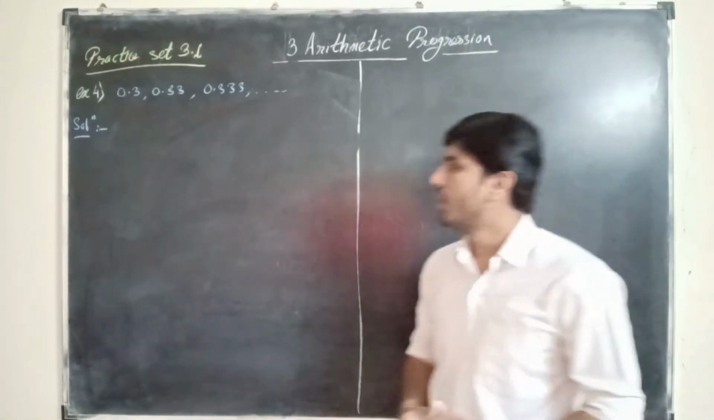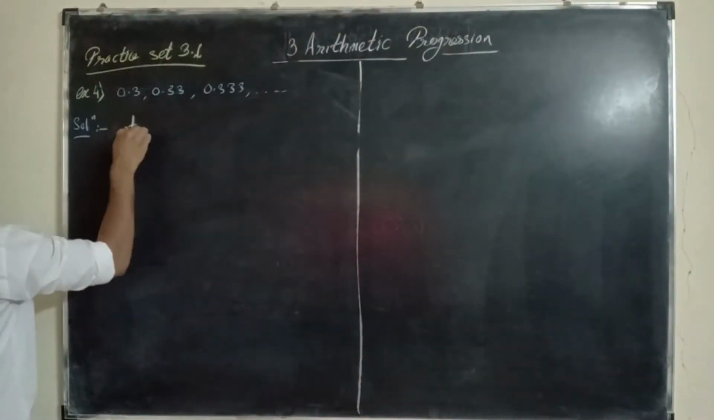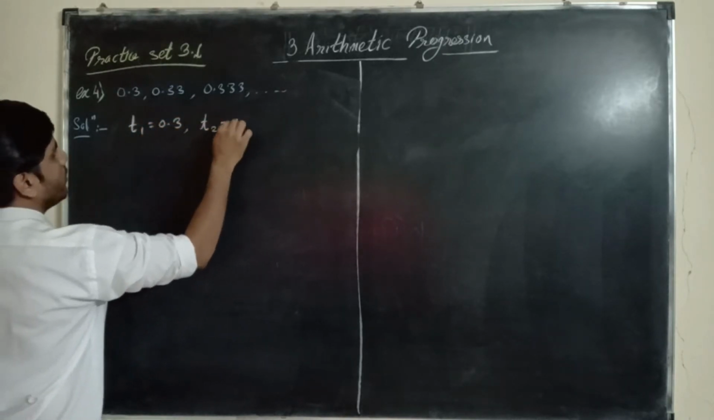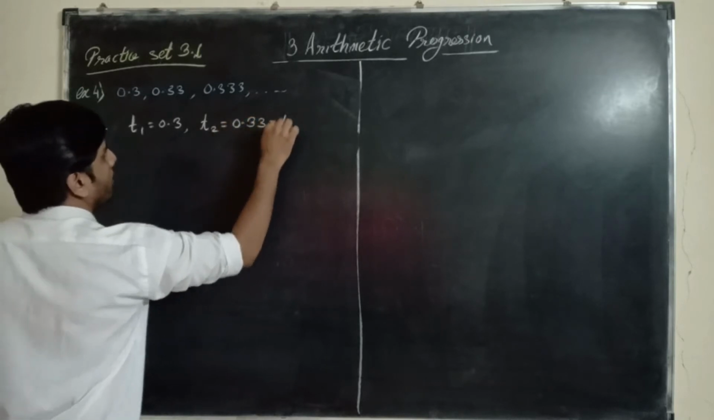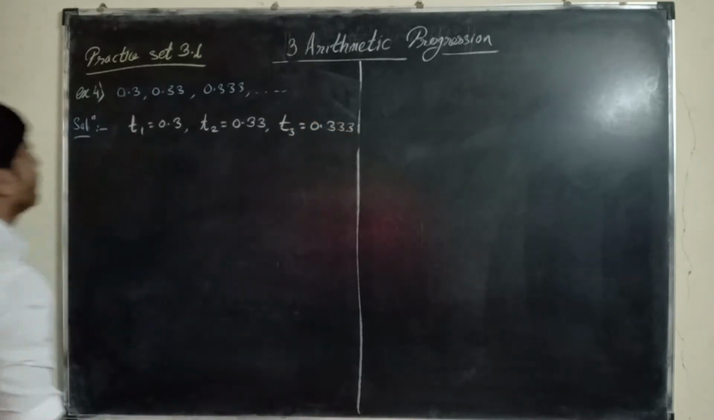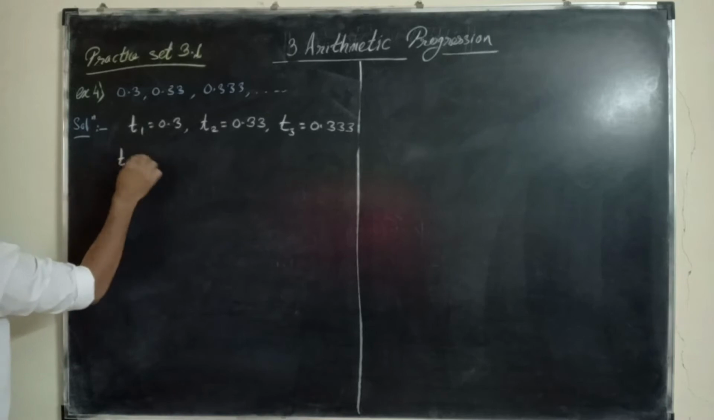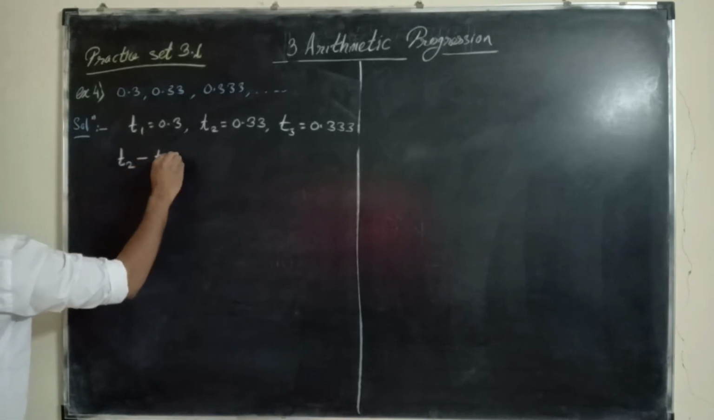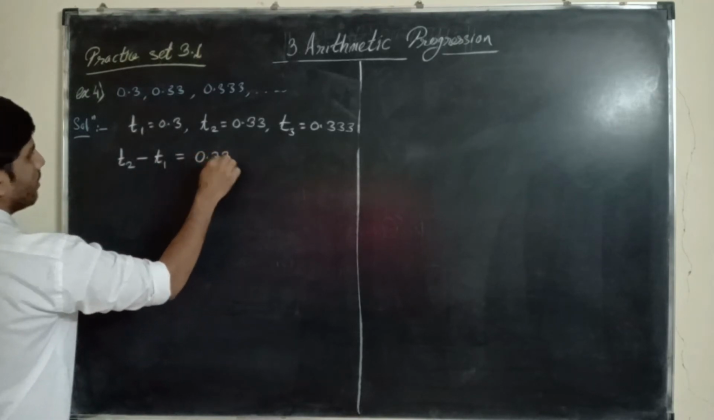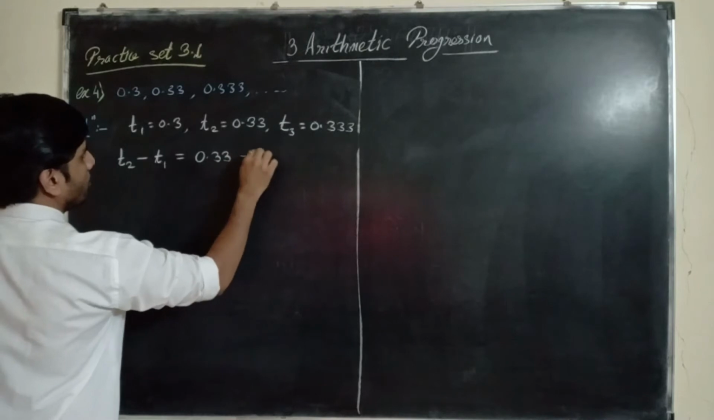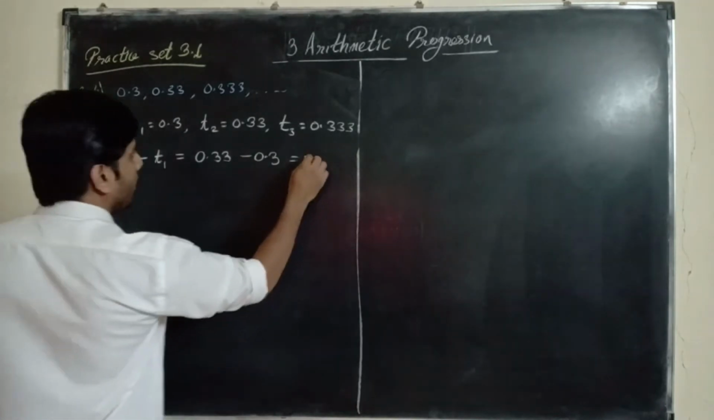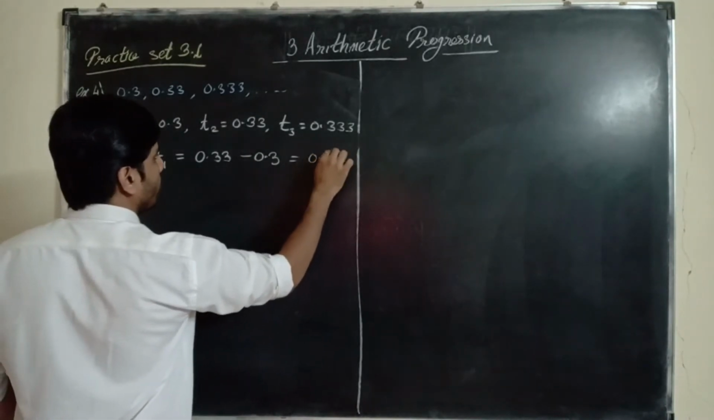Now here in the fourth example, again we have T1 is 0.3, T2 is 0.33, T3 is equal to 0.333. Now to check the common difference, we will find T2 minus T1, which is equal to 0.33 minus 0.3, and the difference is 0.03.